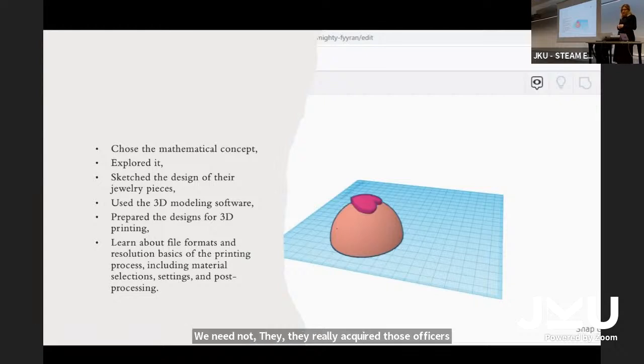That was the next step, and then they prepared the design for 3D printing. Before we 3D printed some of the objects, the pieces of jewelry, students learned about file formats, how to prepare resolution, how to turn on the 3D printer, and so on, and make settings for the printing.